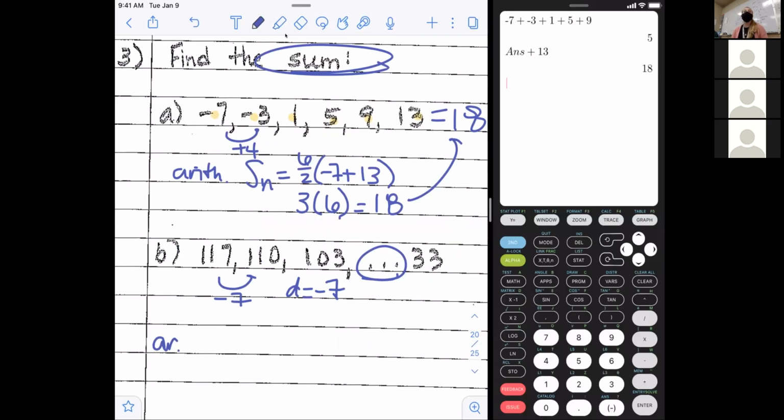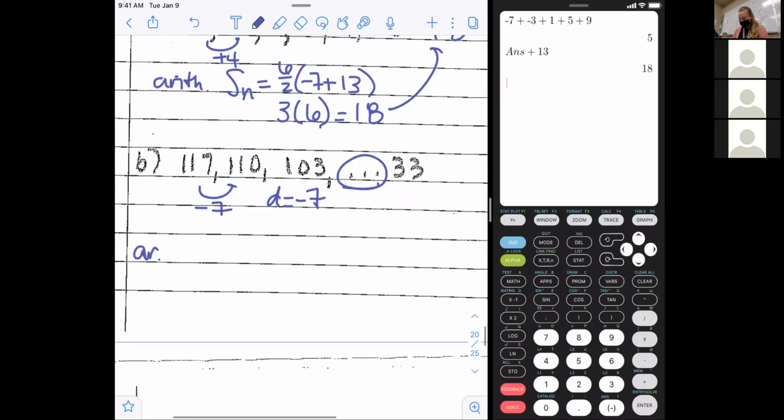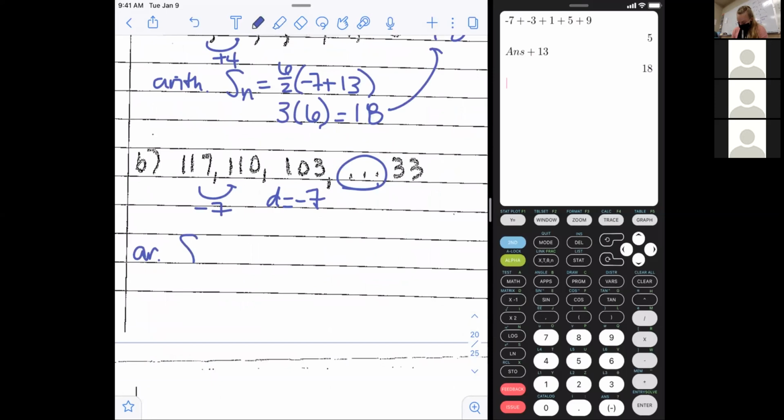Now, what you could do is just find all the other terms. You can go 103 and then -7 and write that number down, and then -7 and write that number down, and -7 and -7 and -7 until you get to 33. And then you can add all those numbers up. But again, I think that's a little bit time consuming. So what I would rather do is use my formula. So I've got S sub n equals n over 2 times a sub 1 plus a sub n. I have my a sub 1 and I have my a sub n.